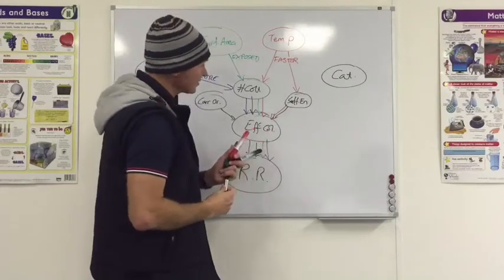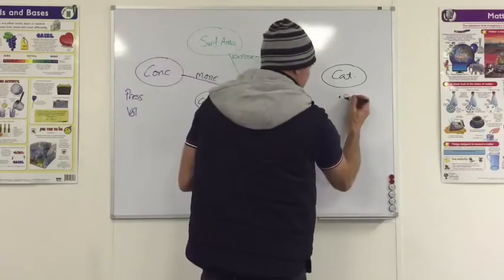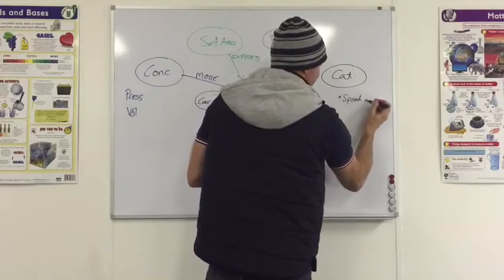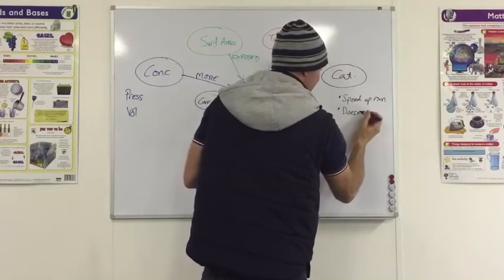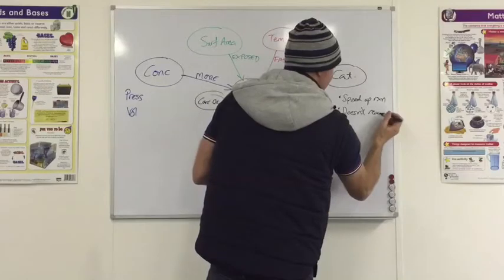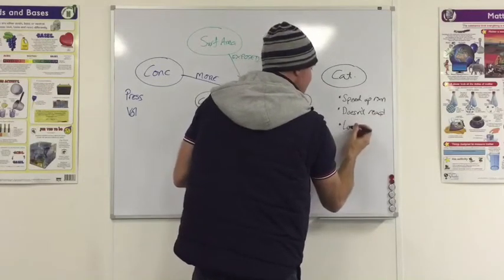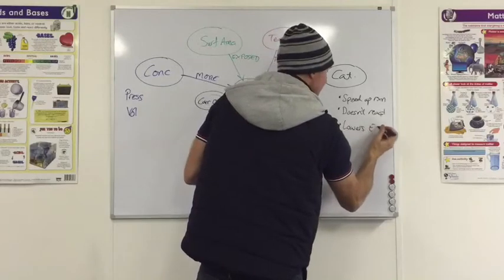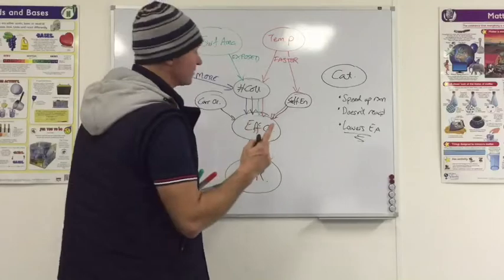Okay, and lastly, catalyst. Interesting one. What does a catalyst do? Speeds up the reaction. Okay, that's the first thing. It doesn't react itself, but what it does is it lowers the EA, and that is the key functionality of a catalyst. It lowers the activation energy.